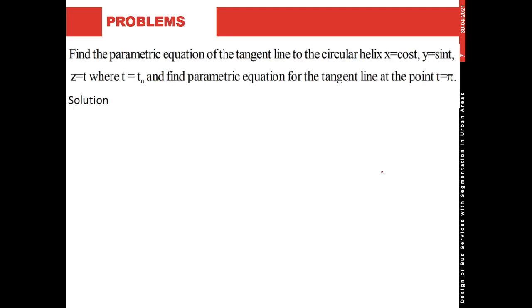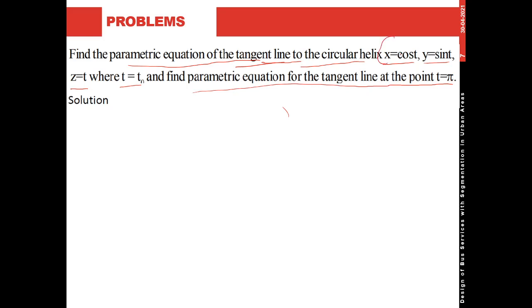So the first problem is to find the parametric equation of a tangent line to the circular helix x equal to cos t, y equal to sin t, z equal to t, where t equal to t naught. First we want to find the parametric equation for the tangent line. Then find the parametric equation for the tangent line at the point t equal to pi.